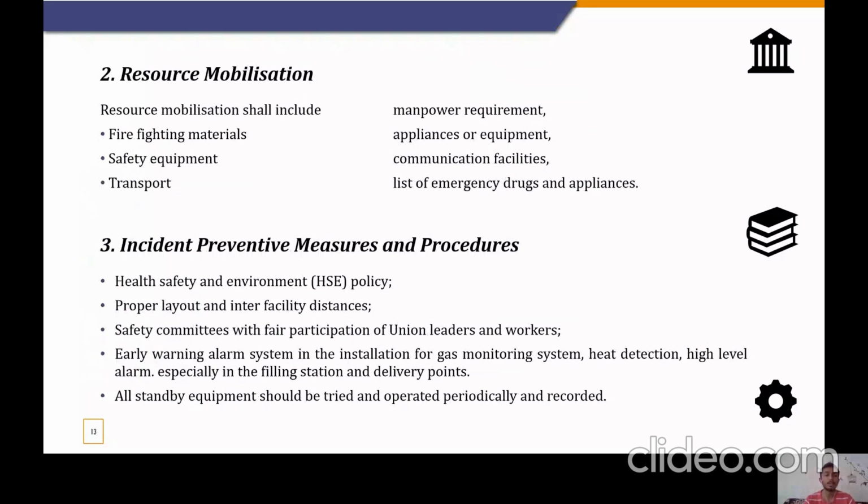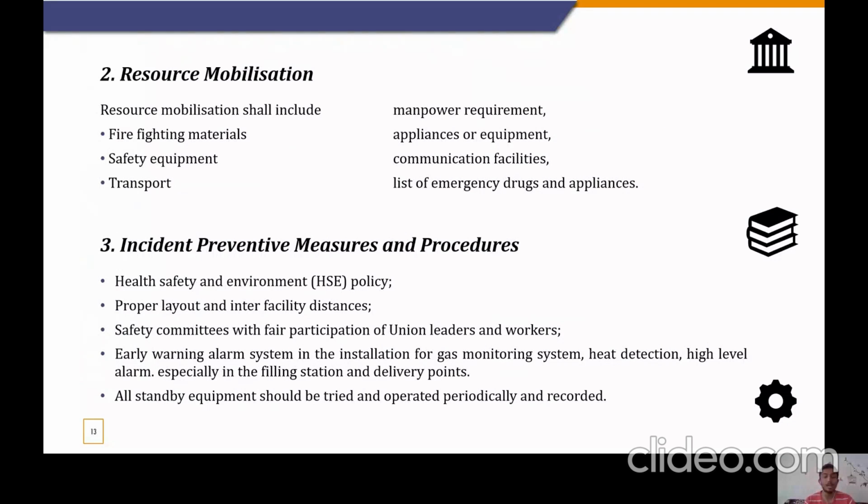Now coming to the incident preventive measure and procedure. It requires the health, safety and environment policies, the proper layout and inter-facility distance, and all standby equipment should be tried and operated periodically and recorded.